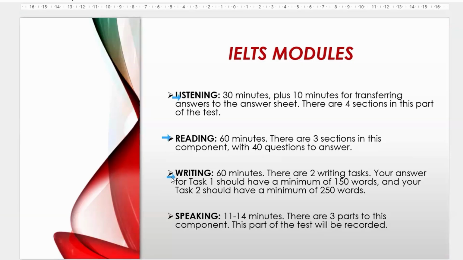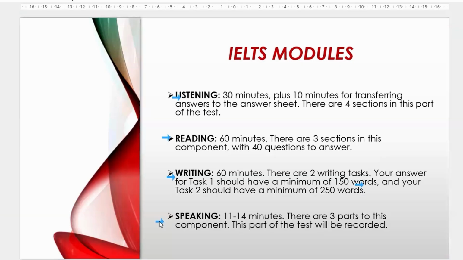Talking about the writing part, writing goes for 60 minutes, which consists of two writing tasks. Your answer for task 1 should have a minimum of 150 words, and maximum we can go for 180 words. In case of writing task 2, the minimum length required is 250 words, and maximum we can go 280 words.